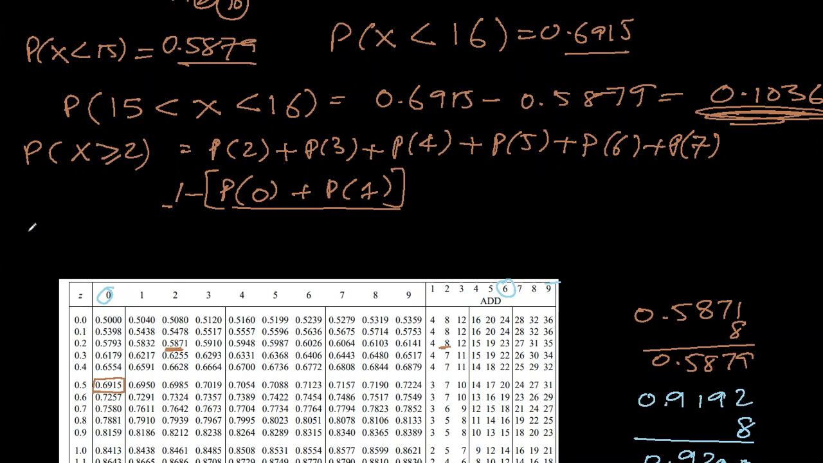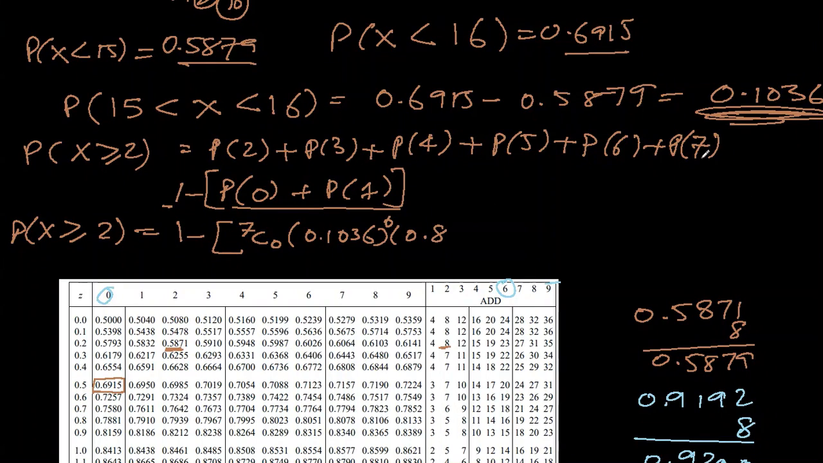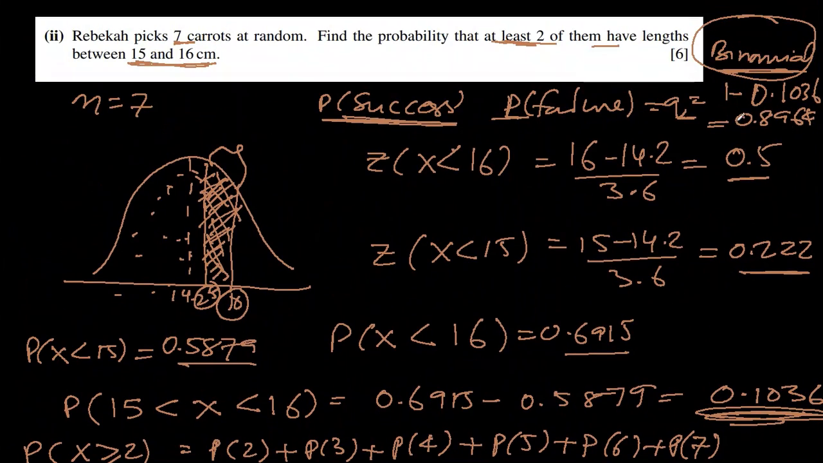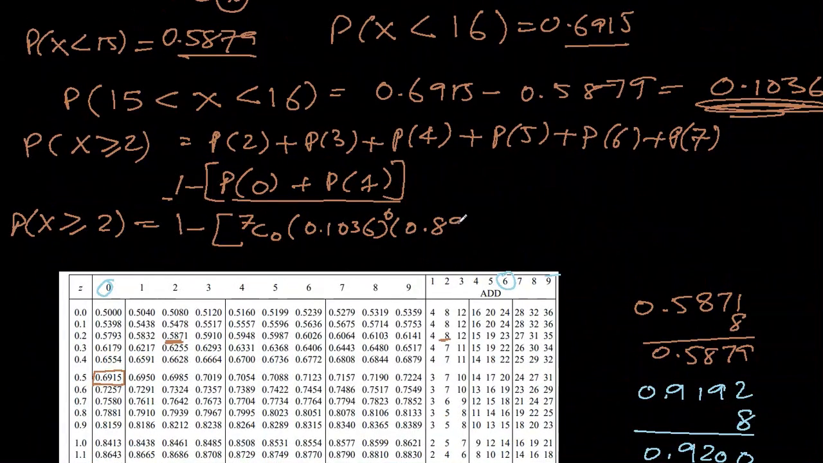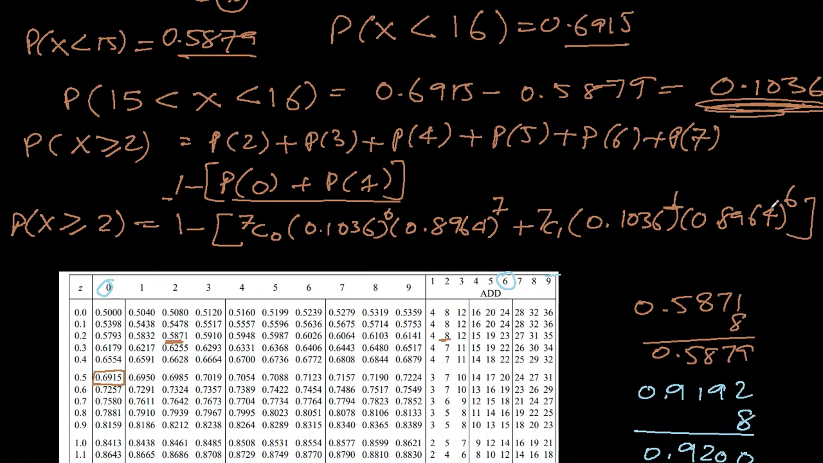Right? So let's interpret this in our probability. So the probability of x at least 2 becomes 1 minus [the probability of 0, which is n, the total number of selections, C0, times success 0.1036 to the power 0, but failures, all 7 are failures, 0.8964, that was the probability of failure, to the power 7] plus [the probability of 1: 7C1 times success 0.1036 to the power 1, times 0.8964 to the power 6 this time]. 1 success, 6 failures. Put this whole thing in a calculator, or you can do this part by part and you'll get your answer. Let me use my own calculator.